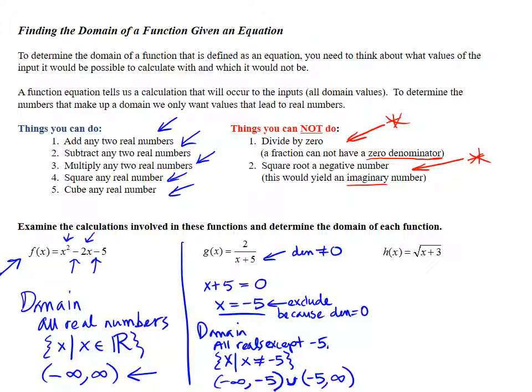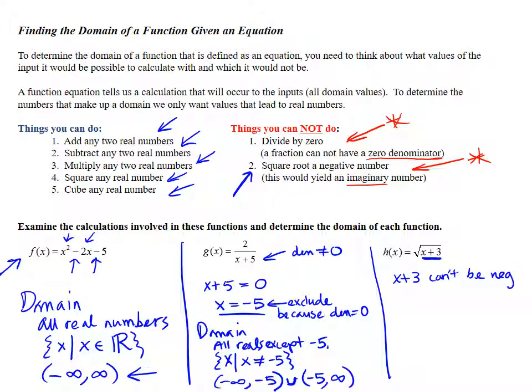In the third example, h of x equals the square root of x plus 3. We've got a square root, and the square root is something we have to watch out for. We cannot have a negative in there. So that x plus 3, which is entirely inside the square root, cannot be negative.